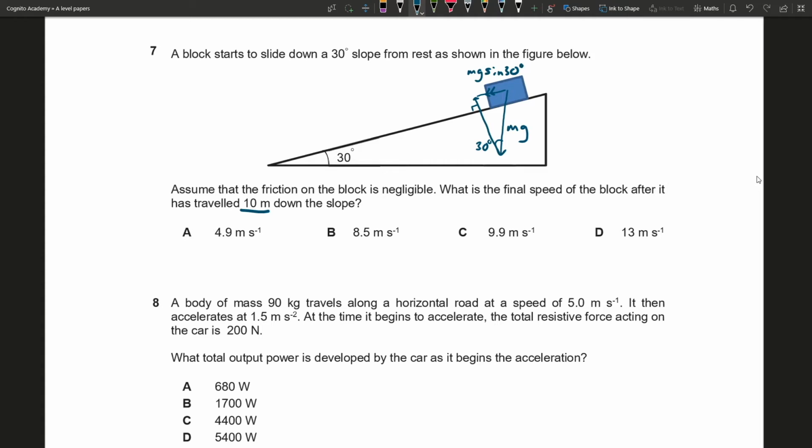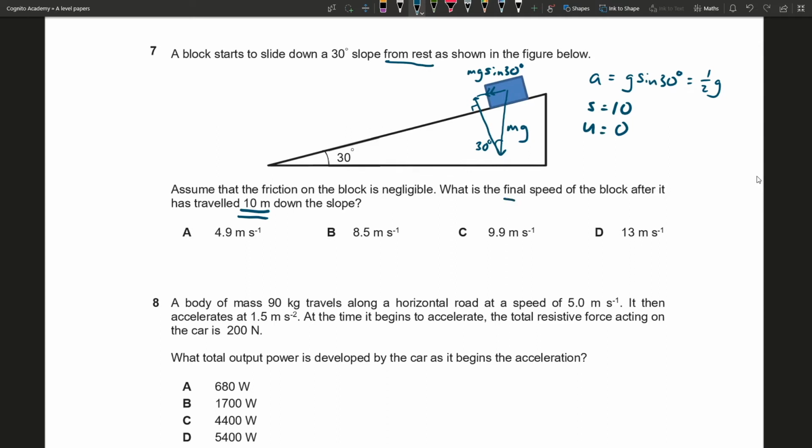That also means that the acceleration of the block is equal to g sin 30 degrees, which equals half g, because sin 30 is half. So we have the acceleration of our block, and we have the displacement of our block, 10 meters. And we have the initial velocity of our block, u, which equals 0 because it slides down from rest.